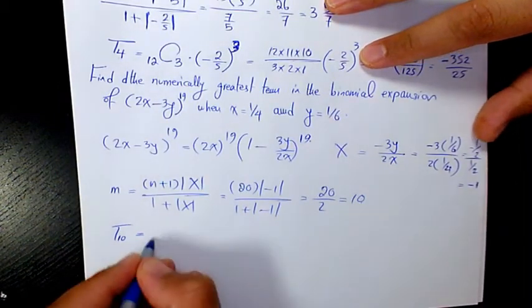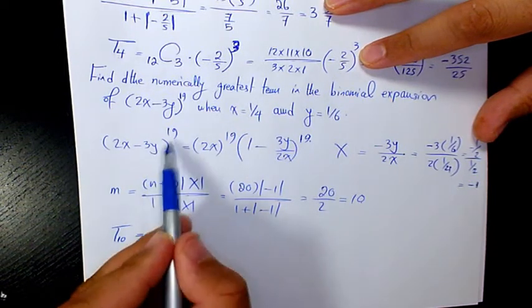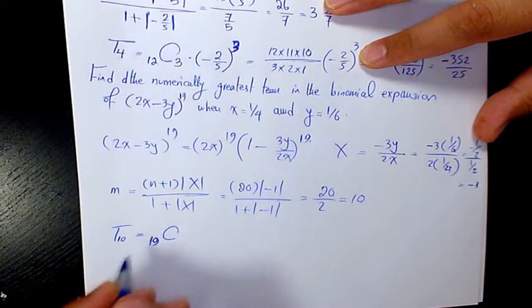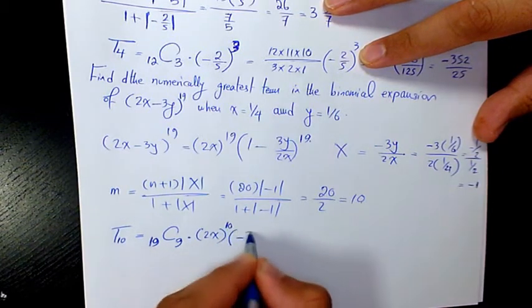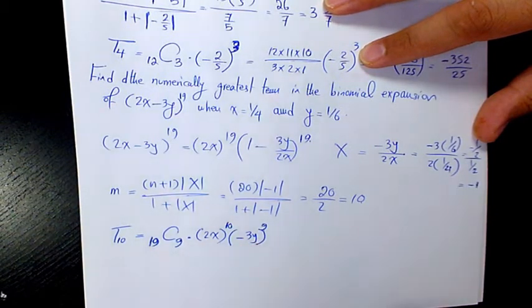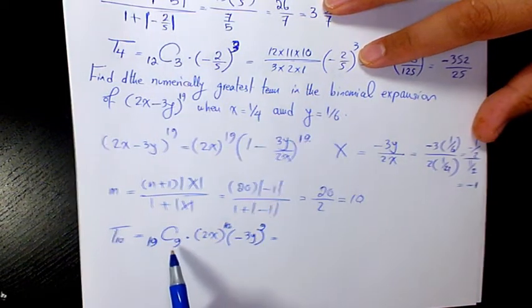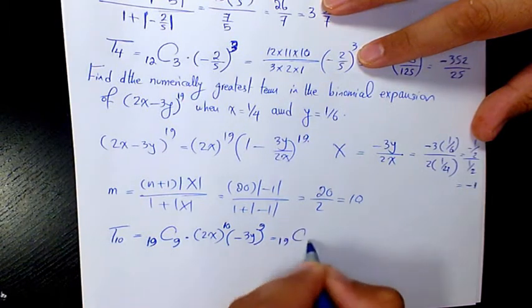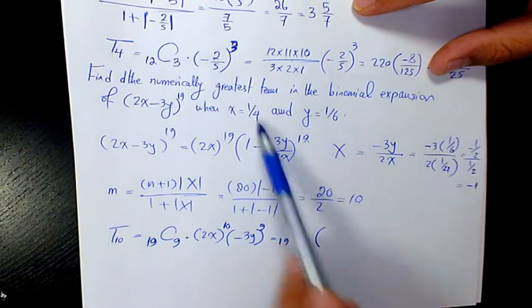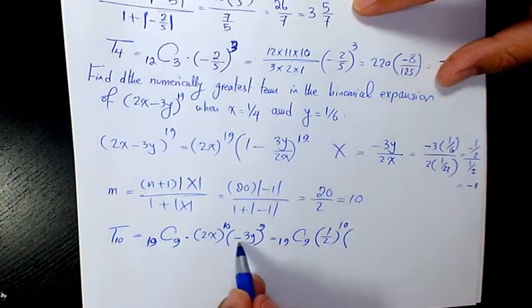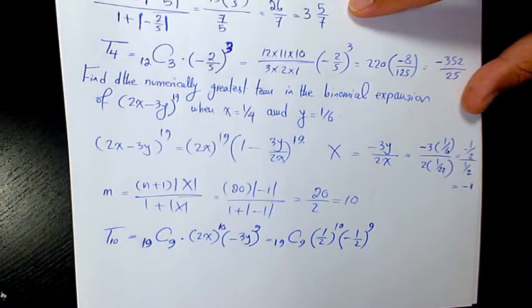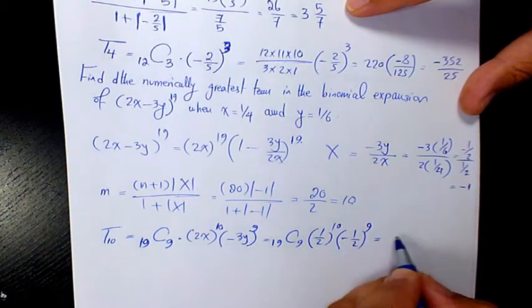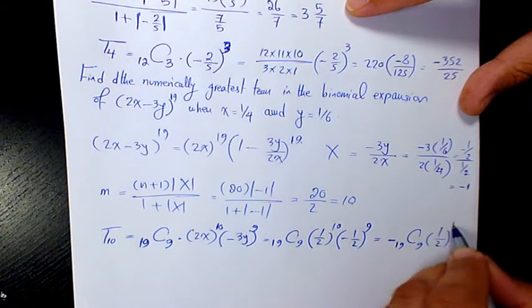Let's write out T10 first. Here n is 19, 19C9, times (2x) to the power of 19 minus 9, which is 10, times (negative 3y) to the power of 9. So that's going to be 19C9, and here for 2x we can substitute the numbers. X is 1 over 4, so it's going to be (1 over 2) to the power of 10, and here we have negative 3y. Y is 1 over 6, so it's going to be (negative 1 over 2) to the power of 9. So that's going to be negative 19C9 times (1 over 2) to the power of 19.